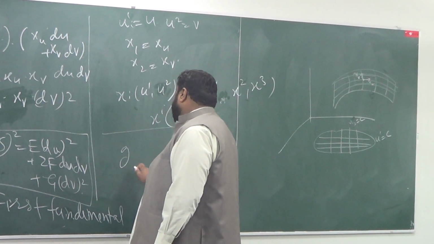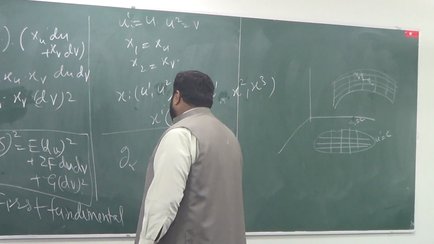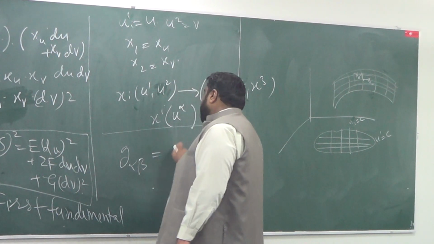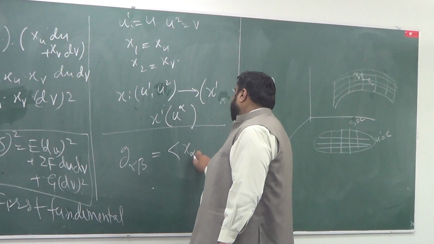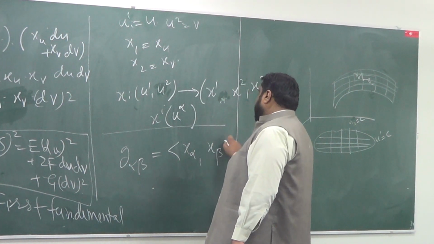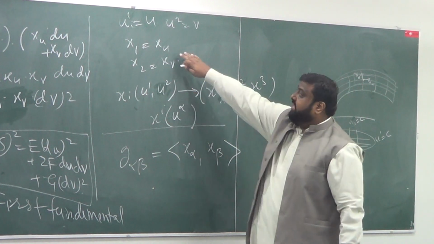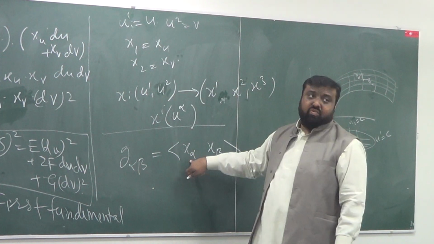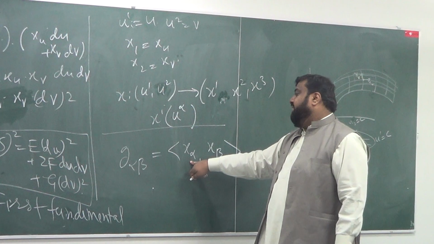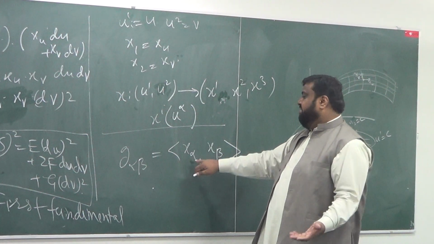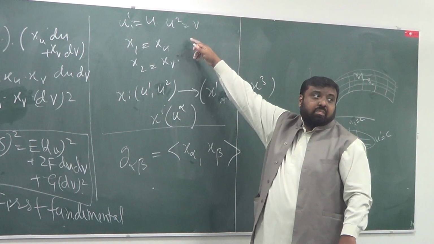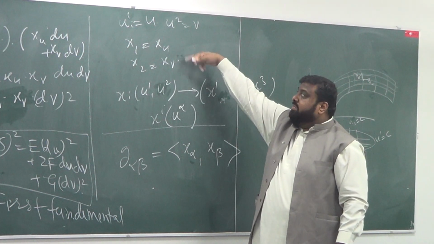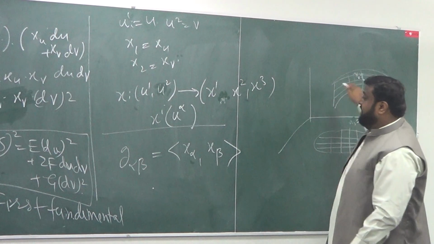And what would be that metric tensor? If I take G alpha beta, then G alpha beta is simply the inner product of x alpha and x beta. And by x alpha I mean xu, so alpha could be 1, 2 and beta could be u1 and u2. So these are all possible products of these basic tangent vectors which are spanning this tangent space.